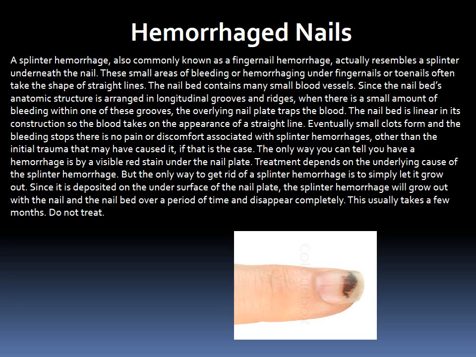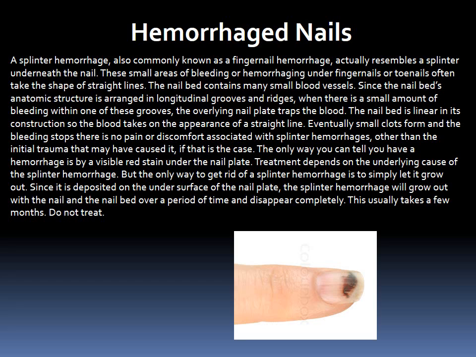Hemorrhage nails. A splinter hemorrhage, also commonly known as fingernail hemorrhage, actually resembles a splinter underneath the nail. These small areas of bleeding or hemorrhaging underneath fingernails or toes often take the shape of straight lines. The nail bed contains many small blood vessels. Since the nail bed's anatomic structure is arranged in longitudinal grooves and ridges, when there is a small amount of bleeding within one of these grooves, the overlying nail plate traps the blood. The nail bed is linear in its construction, so the blood takes on the appearance of a straight line.